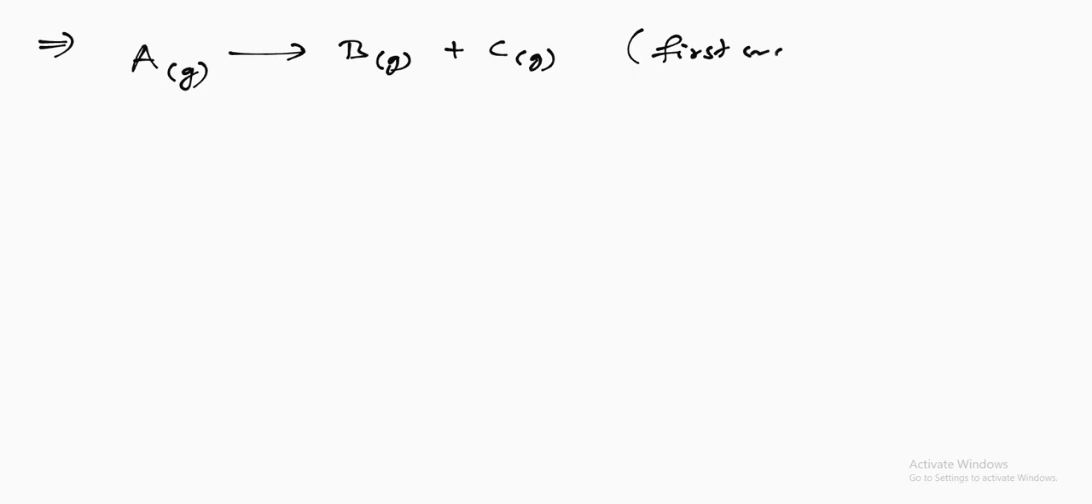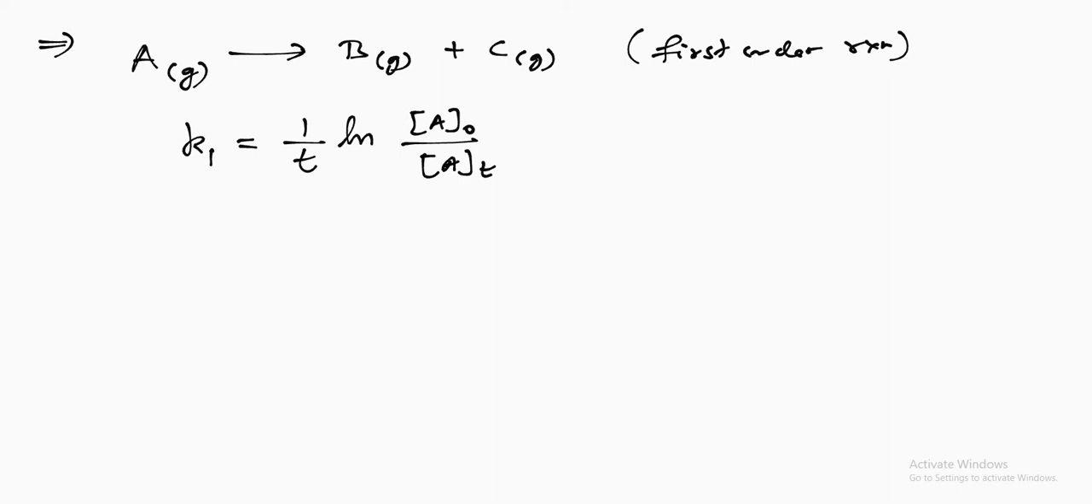For example, let us consider a reaction of this type. I'll take some reactant A which is in gas phase. Assume that this reactant reacts to give some product B and another product C. I have two products now. And let us consider this reaction is a first order reaction. That means the rate constant for this reaction K1 equal to 1 by T ln initial concentration of the reactant over concentration of the reactant at a time T. This is the rate constant expression.